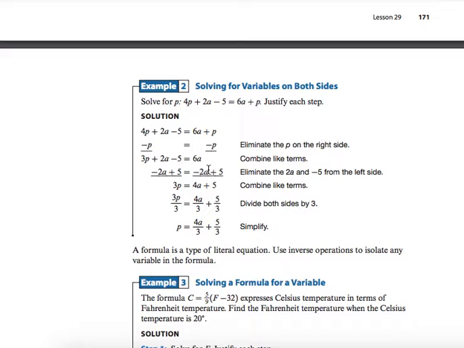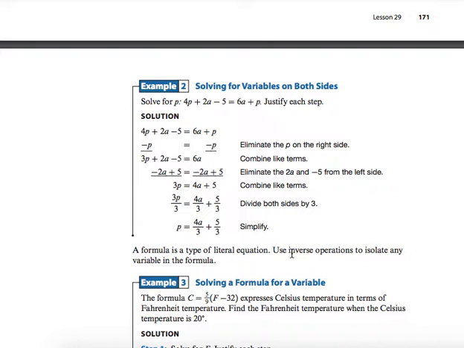Now you can only combine like terms where they are similar. 6a minus 2a plus 5 gets you to 6 minus 2 is 4a plus 5. You got 3p equals 4a plus 5. Divide by 3. Again, you're going to divide by each term, and here's what your simplified expression looks like. Again, inverse operations and properties of equality to get that variable all by itself.